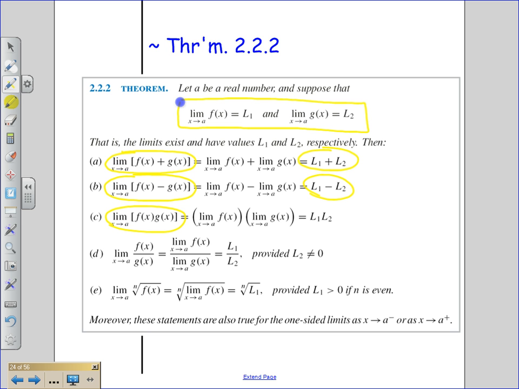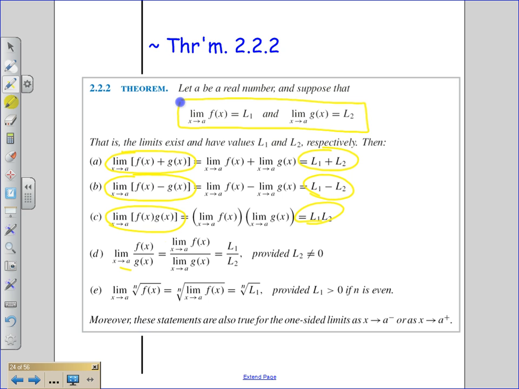Why is that helpful? Well, if I was to take the limit of something like x over x squared plus 1, is that a basic graph? No, it's not a basic graph. So how would I do it? Well, I could try to split up the limit with some of these cool properties.